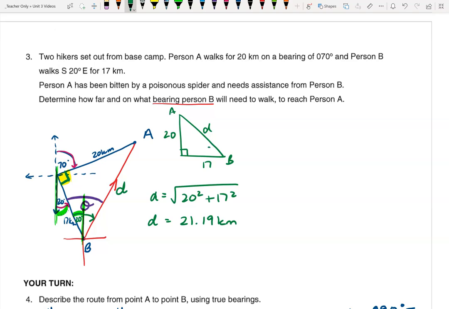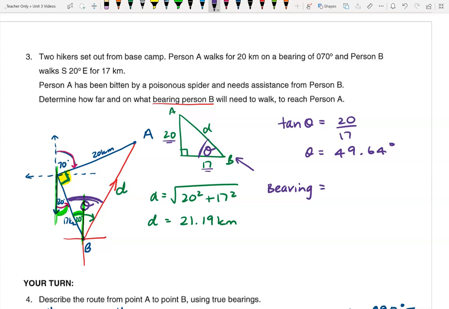So that angle theta is in our right triangle just here. So we're going to be looking from person B, and I know the opposite side and the adjacent, so I'm going to use the tangent ratio. So tan of the angle is 20 over 17, so the angle is 49.64 degrees. So now we're going to work out the bearing that person B is going to walk. So it's going to be that whole angle that we've got, and we're going to take away that 20 degrees because we start north and we move clockwise.